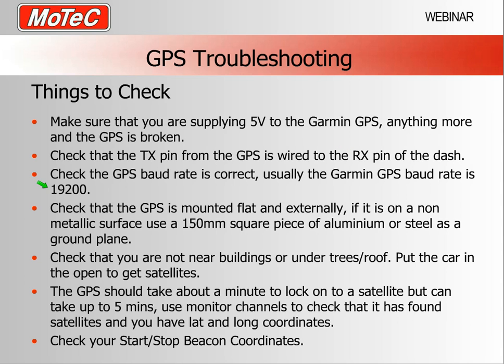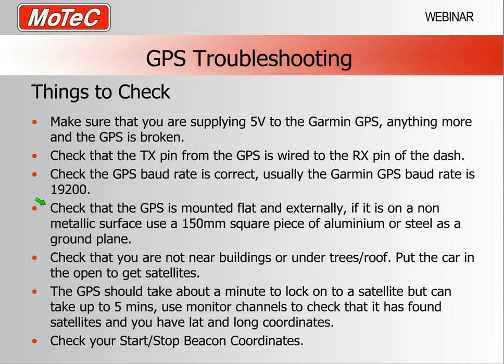Check the GPS baud rate is correct. Usually the Garmin baud rate is 19.2. If you're having a lot of trouble, you can use a terminal emulating program within your PC to place the RS-232 receive data in and try to see what the data looks like. Normal GPS data is easily readable, so you can tell straight away whether it looks like real data or not, because you should be able to read the information in a terminal emulating program.